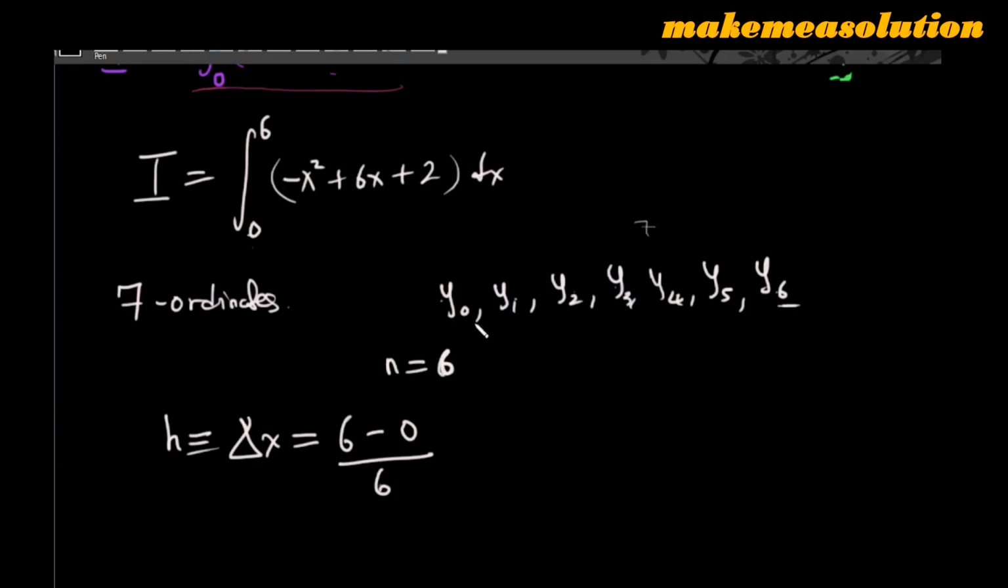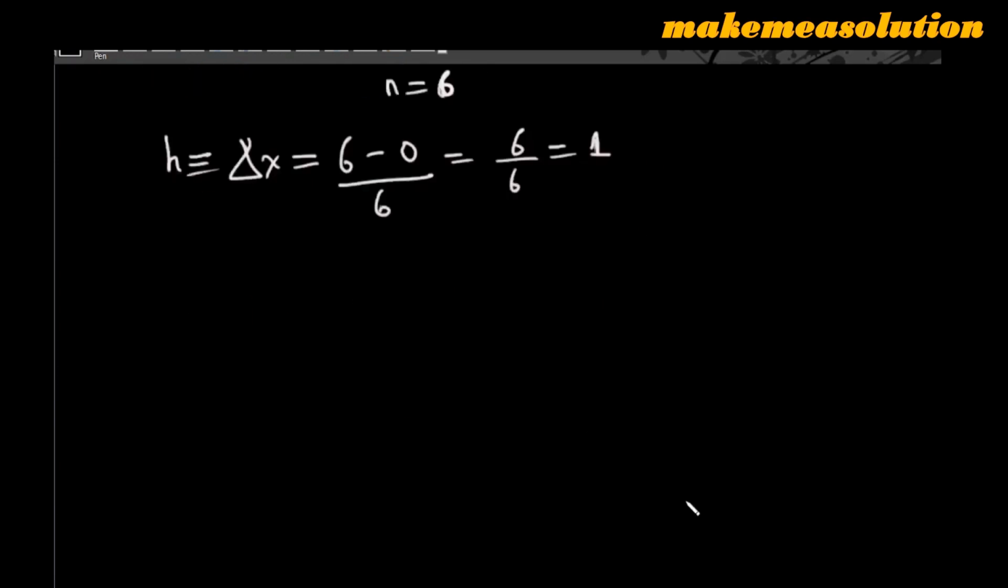Is that okay? So 7 ordinates or 7 points actually runs from 0 to 6, in the case of Simpson's rule. So you now have 6 over 6, which is equal to 1. So our step, or our h, is what? 1. So we are moving in steps of 1.